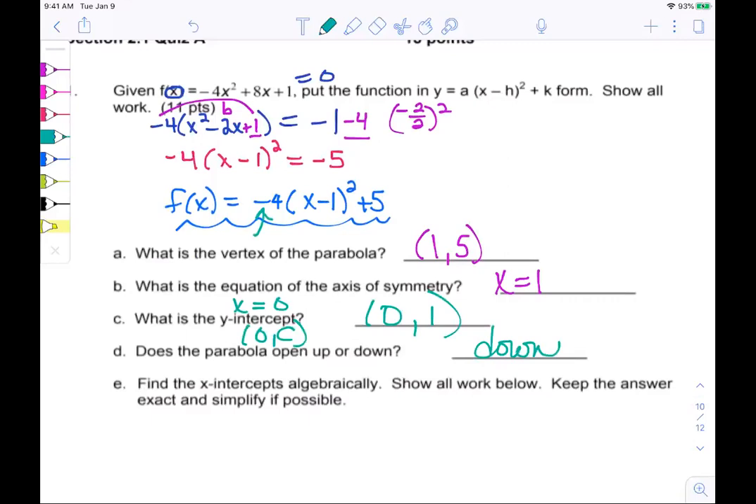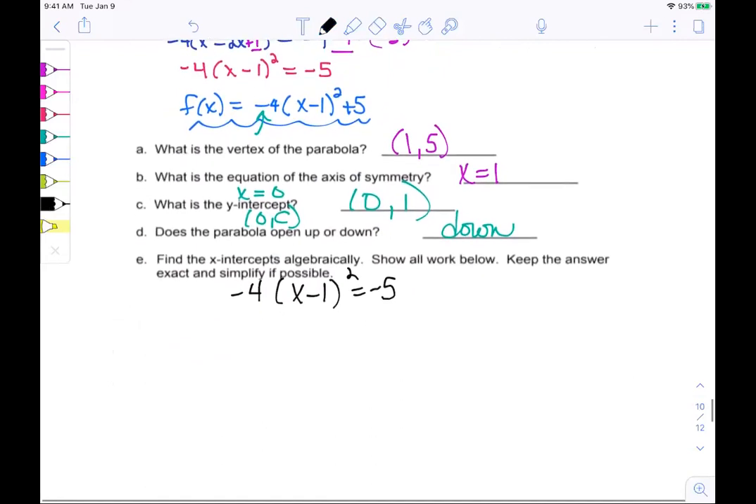All right, so the last part here says find the x-intercepts algebraically, keep the answer exact, and simplify if possible. So if we want to find the x-intercepts, Jenny, what would we do? You have to start from before you put it into standard form. So the -4 times (x minus 1) quantity squared equals -5. Excellent. And then what would we do here to find those x-intercepts? And then you would divide by -4 on both sides. And then you would have to square root both sides.